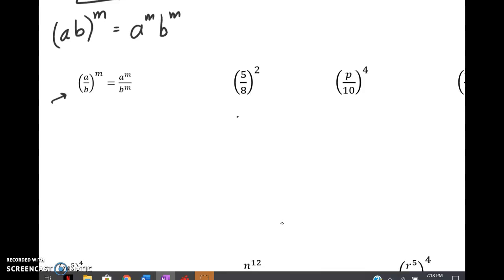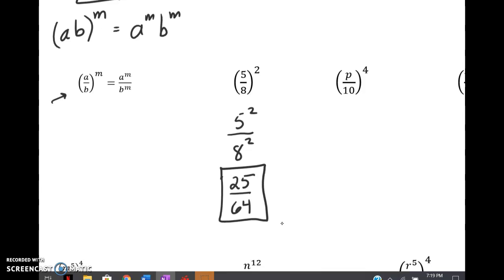Our first one, we're going to take 5 and we're going to square that, and then it's going to be over 8 squared. So both the 5 gets the square and the 8 gets the square. Now those numbers are fairly small, so we're going to multiply them out. 25 over 64. And that'll be our answer.